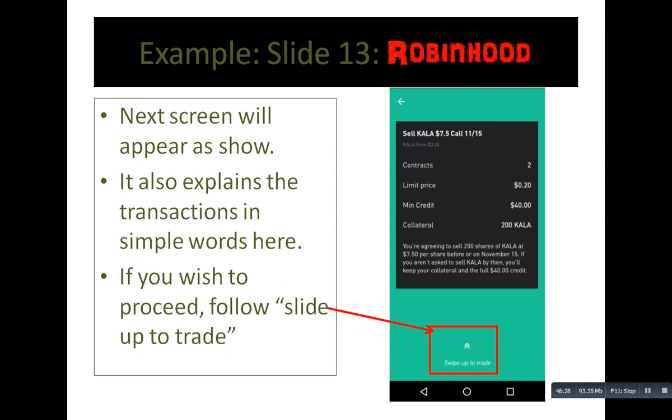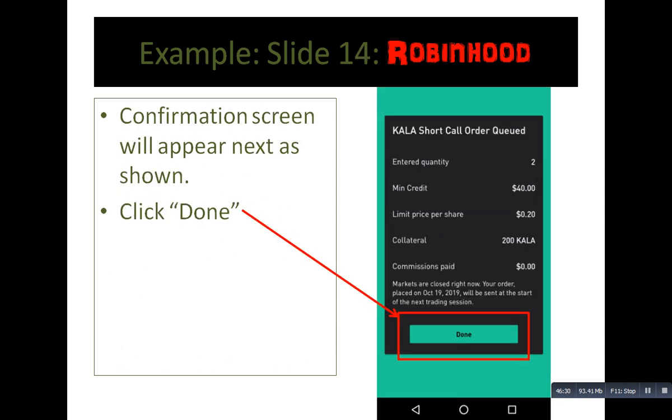Okay, and next the screen will appear. It will show you a confirmation. Now I was doing this on a weekend, so that's why it says markets are closed right now on your order placed on October 19, 2019. This will be sent as the start of the next trading session. If you are doing this when the markets are on, it will automatically go through, right? After looking at this, make sure everything is okay and click done.